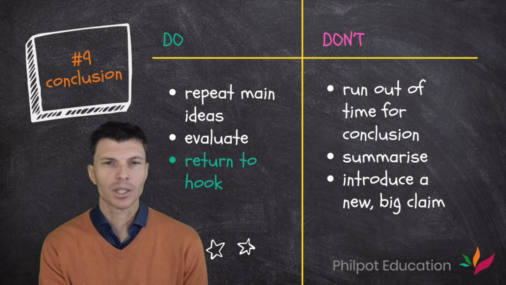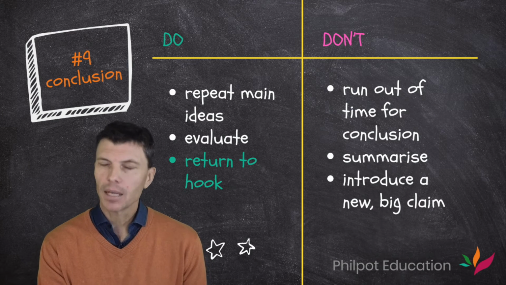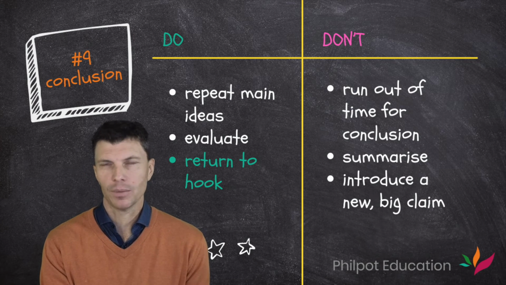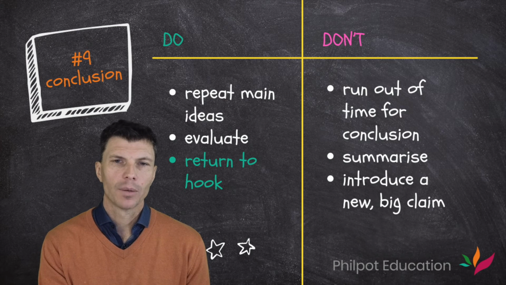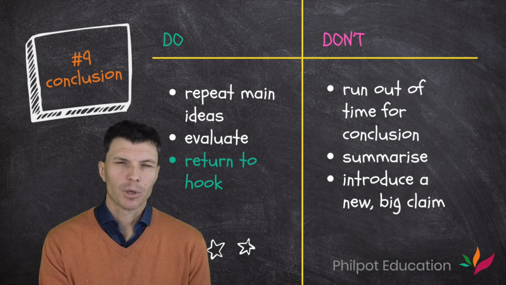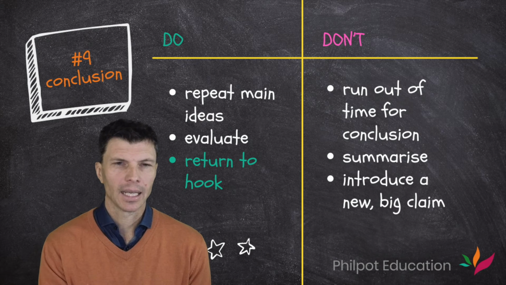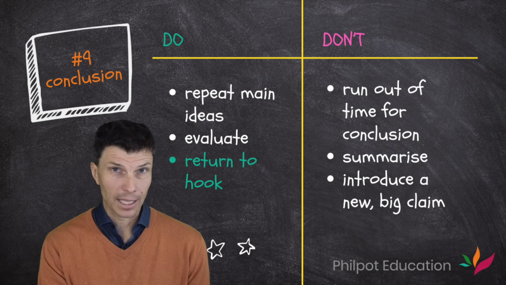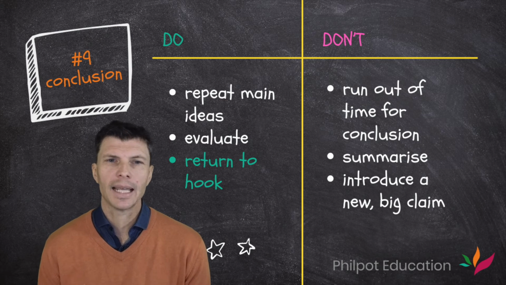Conclusions. Let's touch on those briefly. It's okay to repeat some of the main ideas that you mentioned throughout your Paper 1 response. Don't just summarize everything though. That's a fine line. I understand that. It's okay to evaluate some more, commenting on the effectiveness of the text in achieving its aims. Make sure you return to that hook.